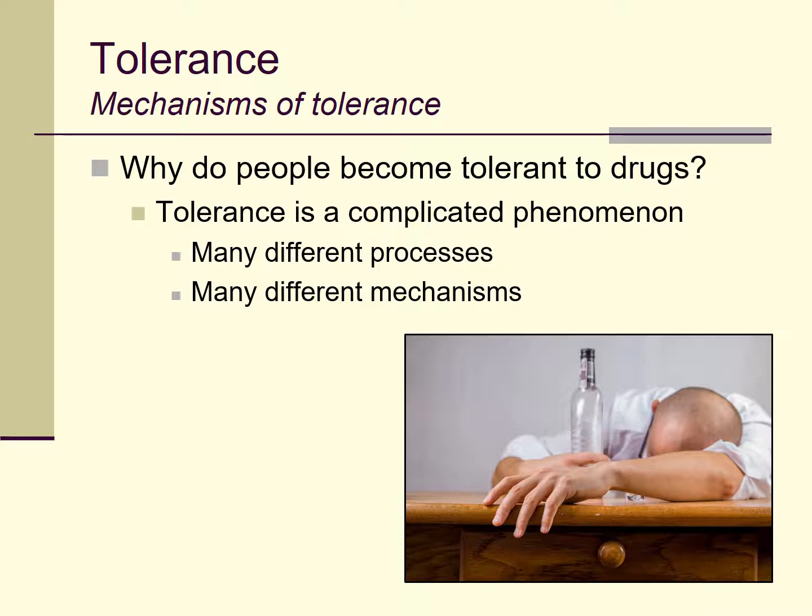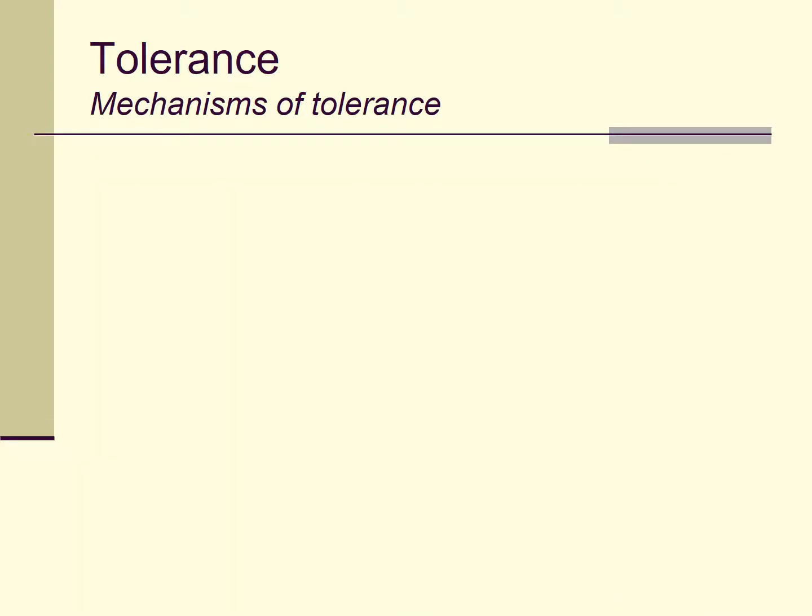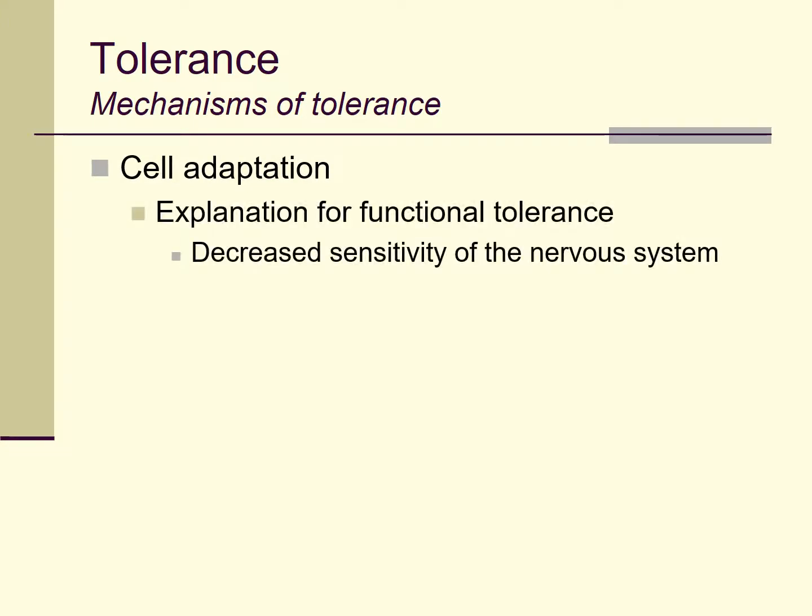So in the next few slides, I'm going to try to highlight a few of the mechanisms which have been proposed and which have some support in terms of explaining how different types of tolerance take place, or how they work within a person or within a non-human animal for that matter. Now the first of these mechanisms is cell adaptation. Cell adaptation is a mechanism that's proposed to explain how functional tolerance occurs.